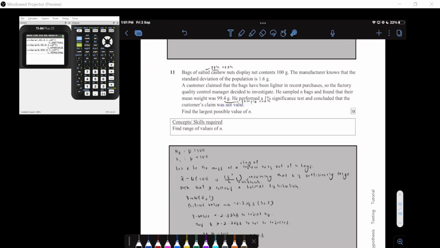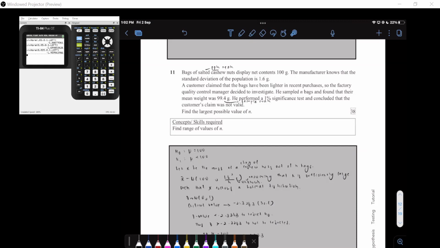So he managed to do a hypothesis test and show that the customer is not making a valid claim. So H naught is mu equals to 100. Then H1 is the alternative hypothesis. You want to argue that it's less than the claimed 100 grams. Okay, Ken. So the manager is pretending for a moment that he is the customer. So he goes against the factory. That's why it's less than 100. Yeah, okay. Then you let X be the mass of a bag of cashew nuts out of n bags.